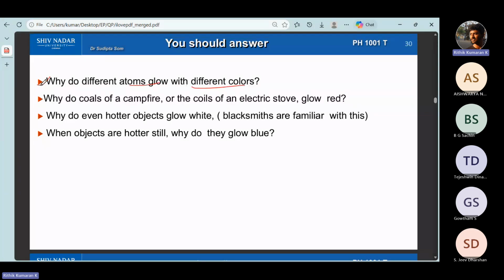Second question. Coals of a campfire glow red. This is similar because it is at a particular temperature. Obviously, the temperature will give rise to the radiation. But why red? In the color scale, you see red has the highest wavelength or lowest wavelength. Anybody answer?